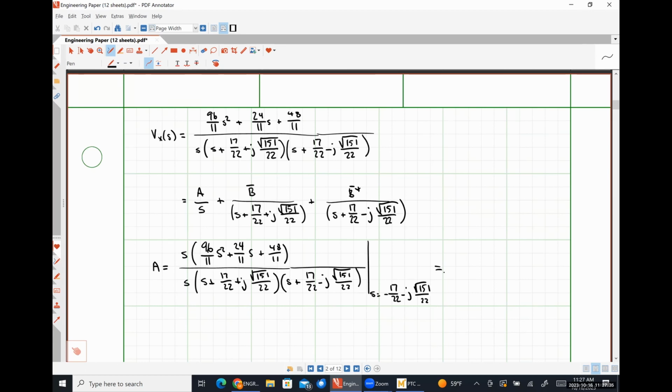And this came out to be 24 fifths. Yes. Oh, no, you're absolutely right. That's my mistake. Thank you for that. So a should be evaluated at 0. Looking at my notes poorly. 24 fifths. Yes. Thank you for that.